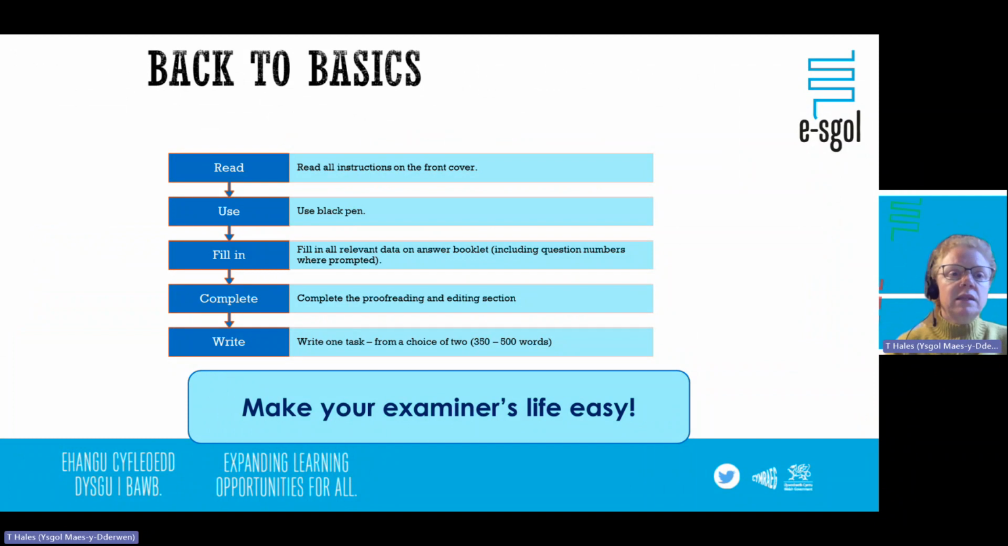Obviously some basic points to remember. Read the instructions on the front cover. Recap what you need to be doing. Make sure you use black pen. The examiner will be looking at your paper online, so they don't have a physical copy of your paper, so being able to see it clearly is going to be a bonus. So black pen only. Make sure you fill in all the relevant detail, including the question numbers, especially if you answer them out of order. Make sure you put your question numbers in the margin. Make sure that you do complete every section, including that proofreading and editing, which is just after the reading section. And you're going to have one written task, which we're going to look at next week.